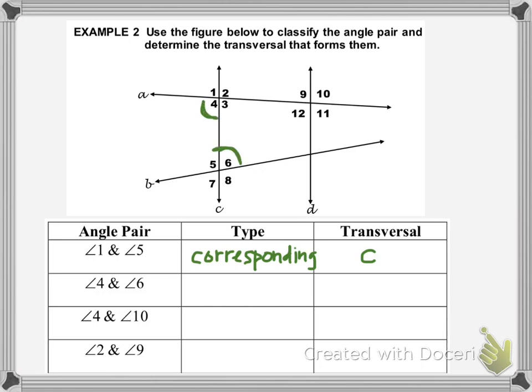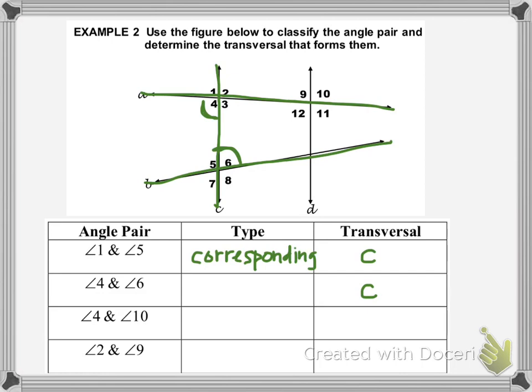The line that they both touch, again, is line C, which means that's the transversal. The two lines that line C intersects are lines A and B. So it's a very similar picture to the last example. So just ignore line D.